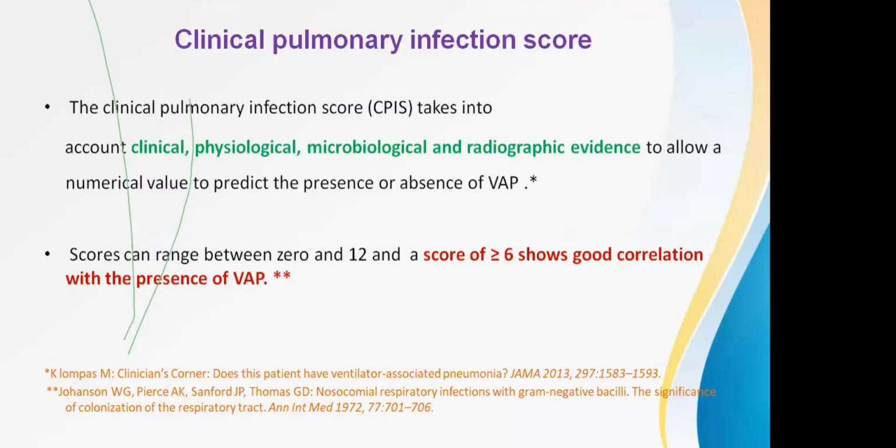It accounts for the clinical part, the physiological, the microbiological, and the radiographical. Clinical is your TLC and the temperature component, physiological is your ARDS component, microbiological is the culture reports available to you, and the radiographic picture is the X-ray infiltrates. So how much these 4 parameters are advising you, and the CPIS score ranges from 0 to 12. If the score is more than 6, think that your patient is going into ventilator associated pneumonia.